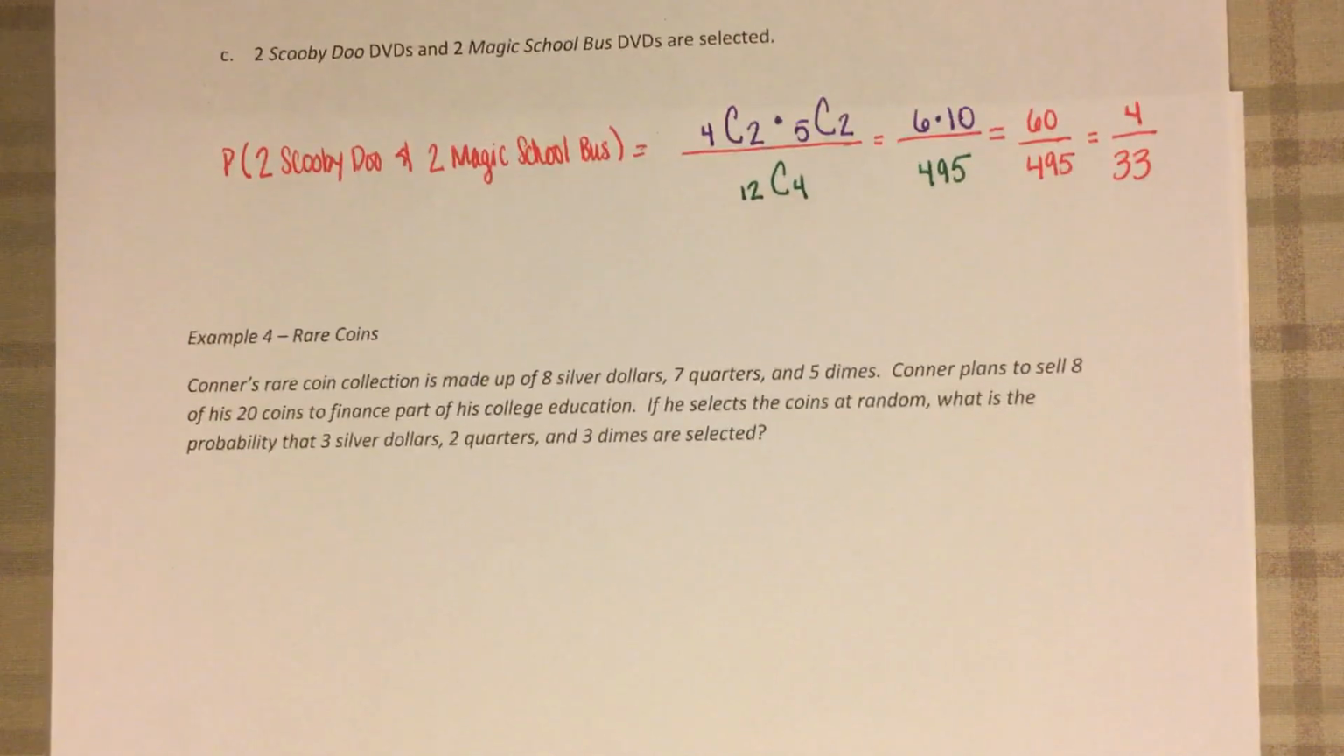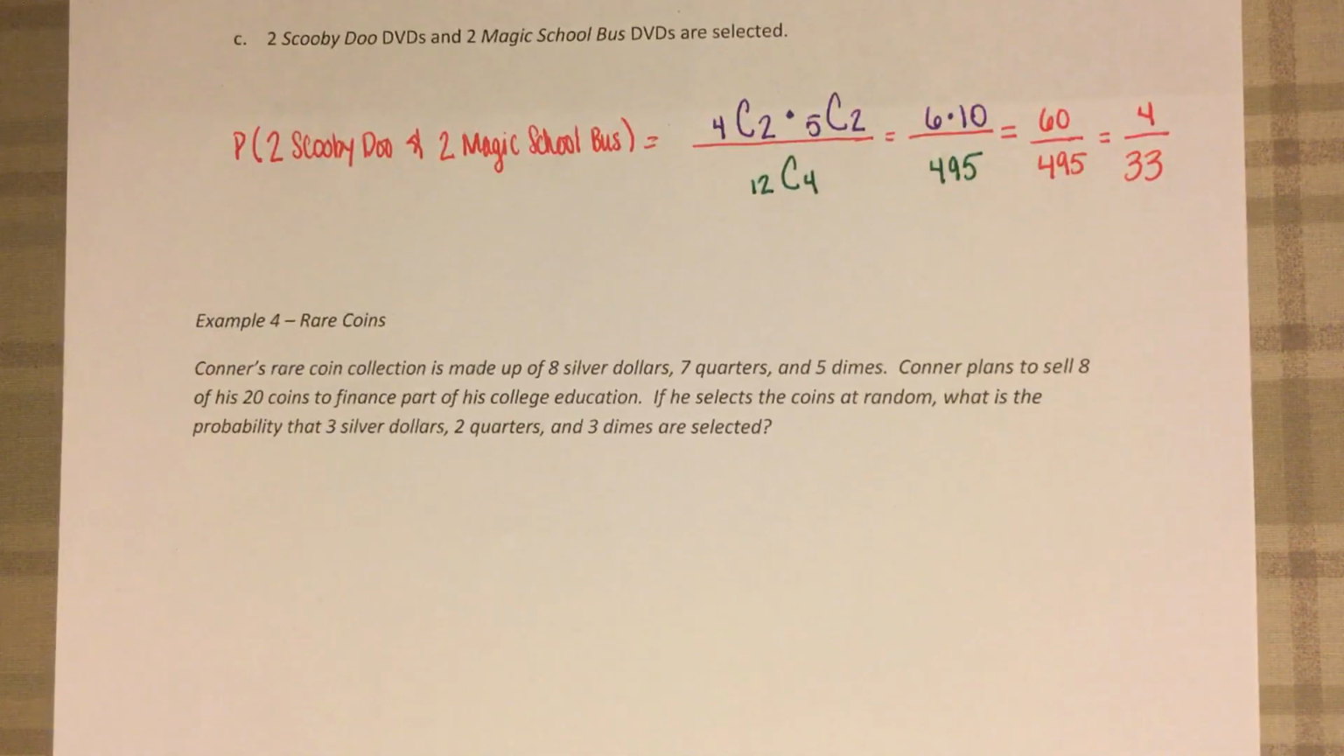All right. Example 4 is going to be similar to our last part on example 3. As we're looking at these, we're going to find a few different combinations to multiply using, again, our counting principle in our numerator, and then divide it by our total number of different possible combinations.